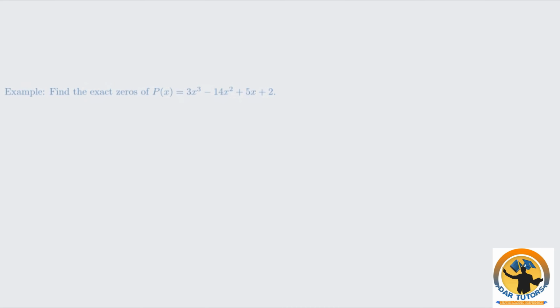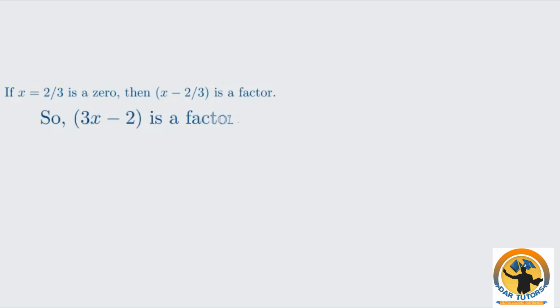Step 2. Use algebra. If x equals 2/3 is a zero, then by the factor theorem, x minus 2/3 must be a factor. To avoid fractions, we can multiply by 3 to get the factor, 3x minus 2. So we know that 3x minus 2 is a factor of our polynomial.